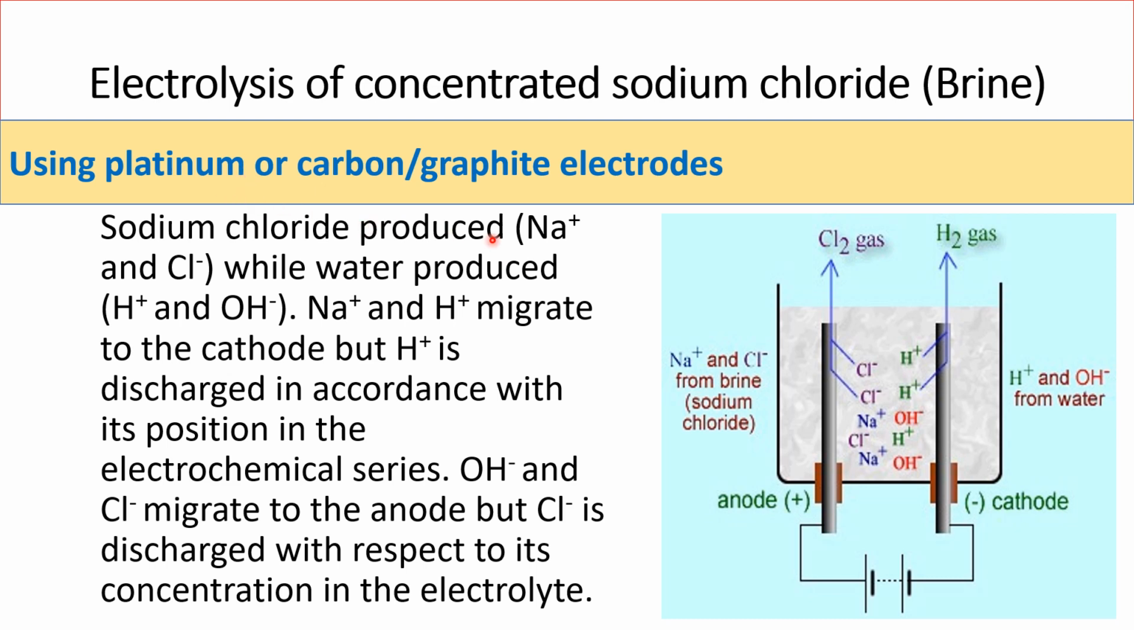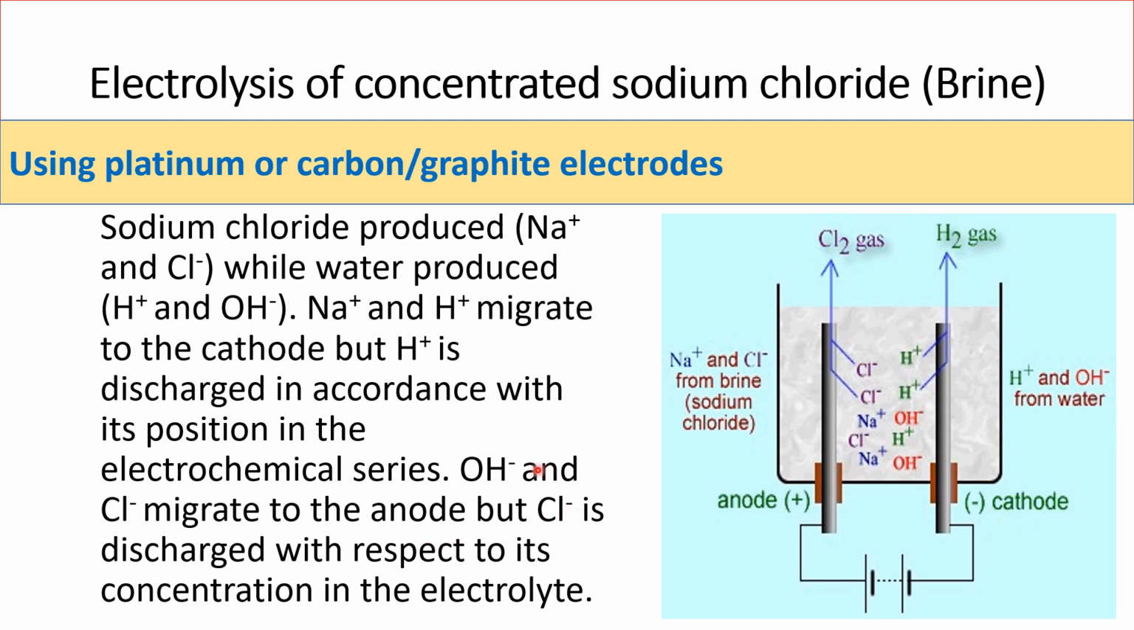So sodium chloride will produce sodium ion and chloride ion, while water will produce hydrogen ion and hydroxide ion after dissociation. And sodium ion and hydrogen ion, being the two cations present in this solution, will migrate to the cathode, but hydrogen ion will be discharged because it is lower in the electrochemical series than sodium ion. It is less electropositive, while sodium is more electropositive. So the one that is less electropositive will be discharged, and that is the reason why hydrogen ion will be discharged. But we have hydroxide ion and chloride ion as the anions present, and they will migrate to the anode.